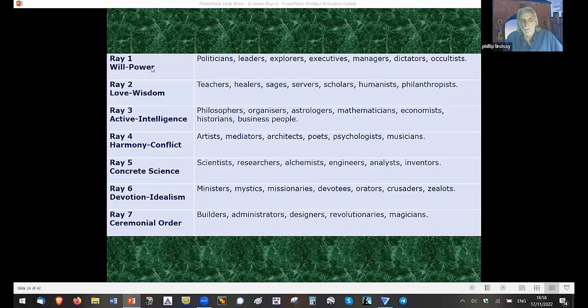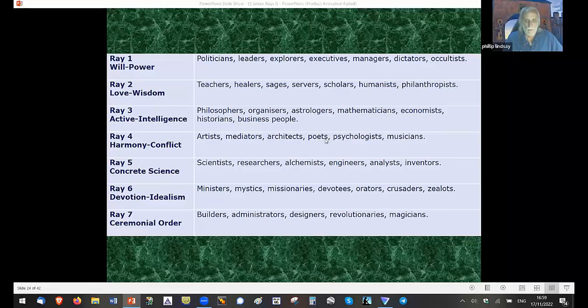You'll notice also that the first ray comes through the sign of Leo and Aries, which are both signs of leadership. So you've got the leaders, explorers, executives, the trailblazers, the dictators. Hitler had the first ray obviously very strong, but so did Churchill, his adversary. And occultists, the first ray, because the first ray is a synthesizing ray. The Master Moya actually presides over all the occult schools. He's one of the key masters who presides over occultism. And yet he works closely with the Master Kutumi, who is the Shohan of the second ray of love wisdom. So we have teachers, healers, sages, servers, scholars, humanists, philanthropists.